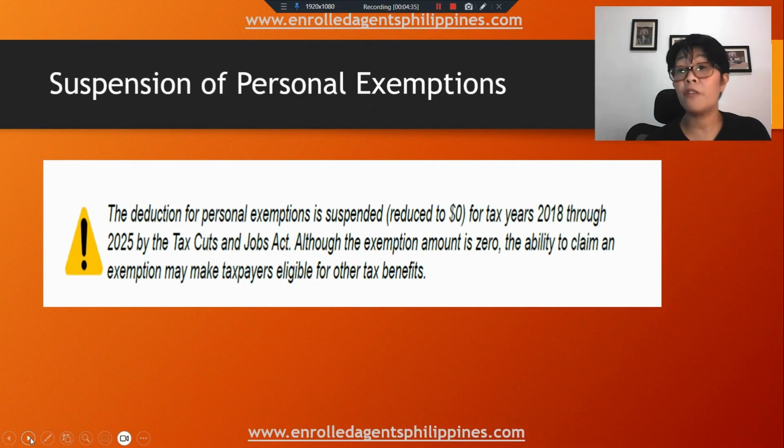Ayan. So suspension of personal exemptions. The deduction for personal exemption is suspended or reduced to 0 for tax years 2018 through 2025 by the Tax Cuts and Jobs Act, yung TCJA. Although the exemption amount is 0, the ability to claim an exemption may make taxpayers eligible for other tax benefits. So hanggang 2025. So hindi natin alam, who knows, baka magbago. Usually kasi every now and then may mga changes sa rules. So until then, suspended yung personal exemptions.